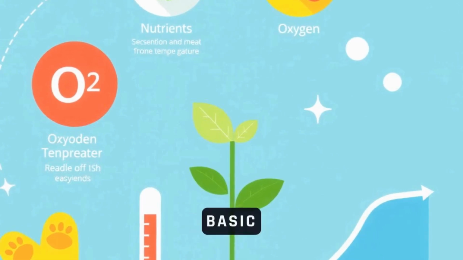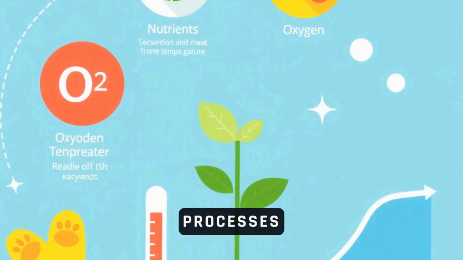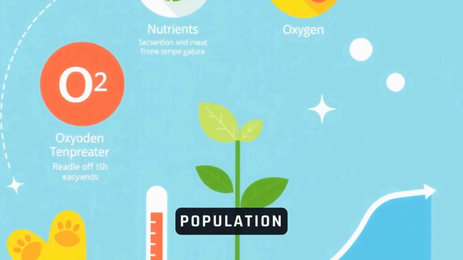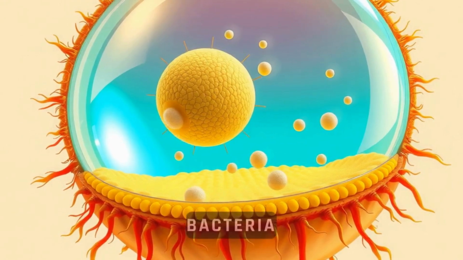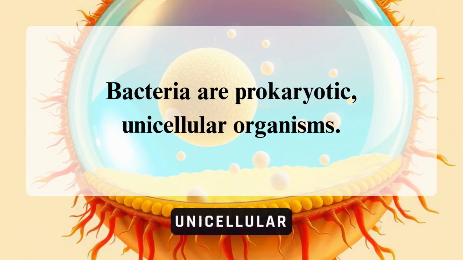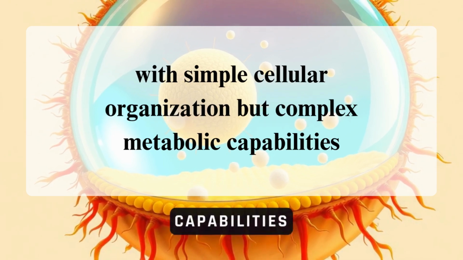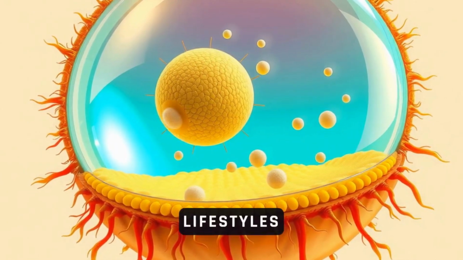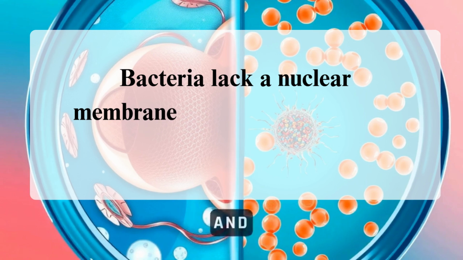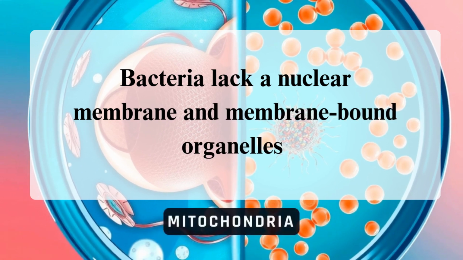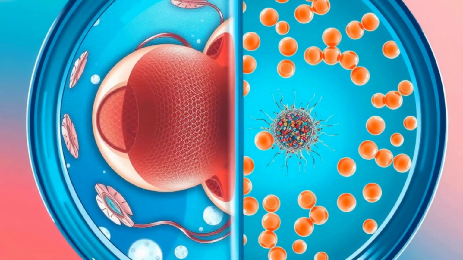We will explore basic nutritional needs, gaseous and temperature requirements, and the processes and phases that define bacterial population growth over time. Let us begin by defining bacteria. Bacteria are prokaryotic, unicellular organisms with simple cellular organization, but complex metabolic capabilities that support diverse lifestyles. Unlike eukaryotic cells, bacteria lack a nuclear membrane and membrane-bound organelles such as mitochondria, Golgi apparatus, or endoplasmic reticulum, which affects their metabolism and structure.